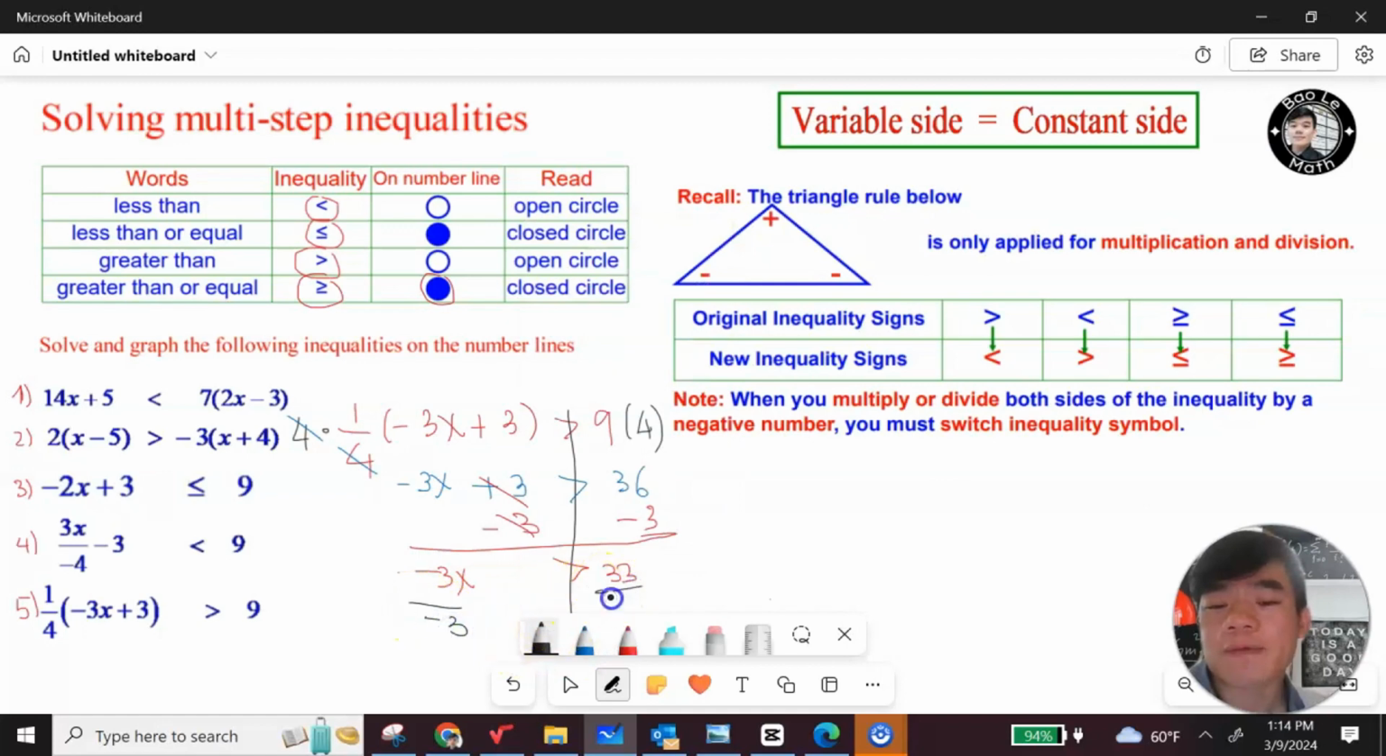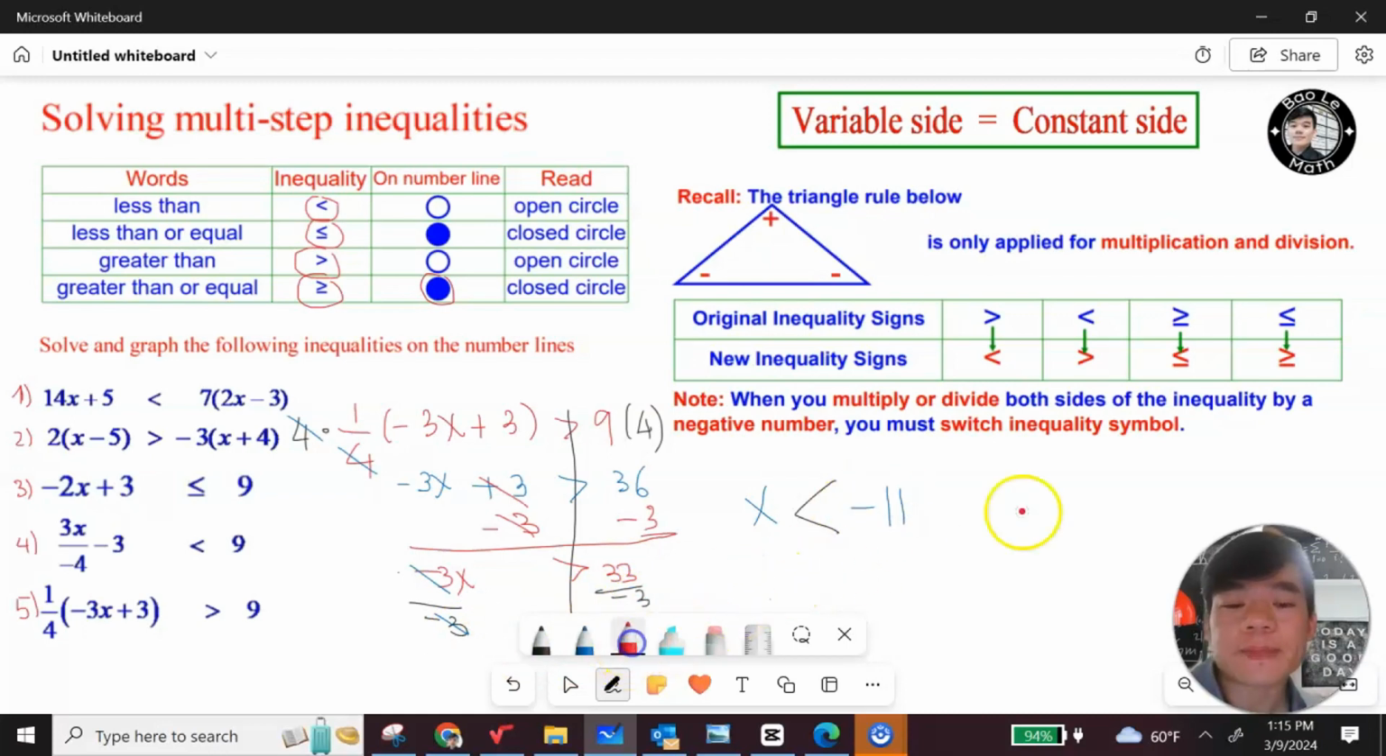Now, you need to be careful. When you divide both sides by a negative number, you need to flip the inequality symbol. So flip it like this. Don't forget it. So s, negative 3 divided by negative 3 cancels out. 33 divided by negative 3 is going to be negative 11.